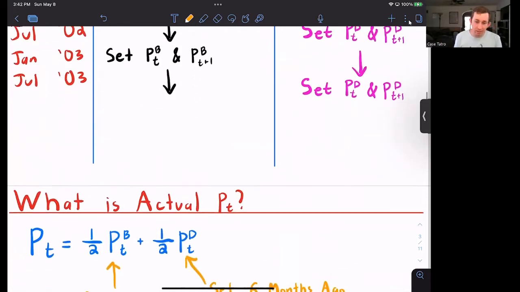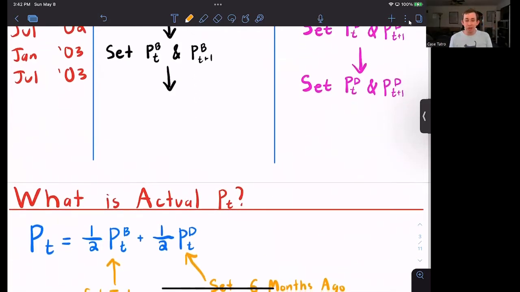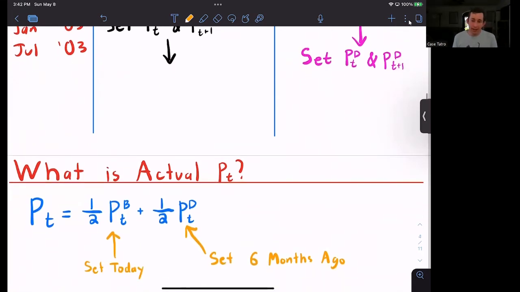Now, what is the price level in any given period? Well, the price level is just the average of Bill's price and Dave's price, where Bill has set the price today and Dave set the price 6 months ago if we're talking about the first half of the year, and the opposite if we are in the second half of the year, where Bill set his price last period in the first half of the year, and Dave is setting his price now for the second half of the year.